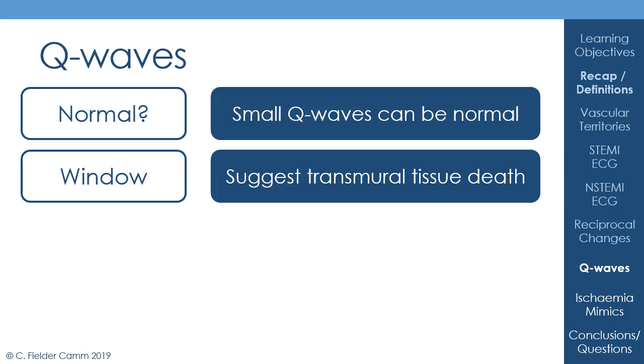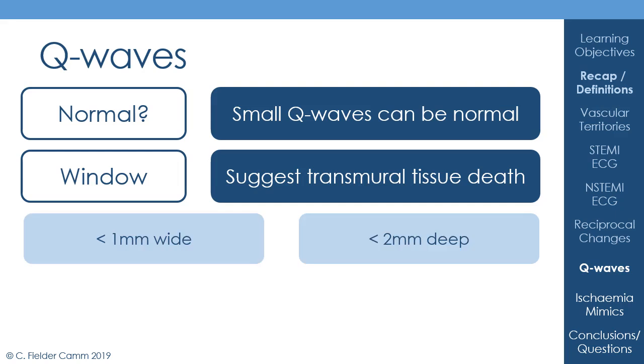Because if there's been only partial tissue death of that area of tissue, there'll still be some electrical signal, and that will reach that lead first, so you'll get a positive deflection initially, so you won't get a Q wave. And really, we say that they're pretty normal if it's less than 1 millimeter wide and less than 2 millimeters deep. Anything more than that is suggestive of something more significant going on, some form of previous infarct, for example.